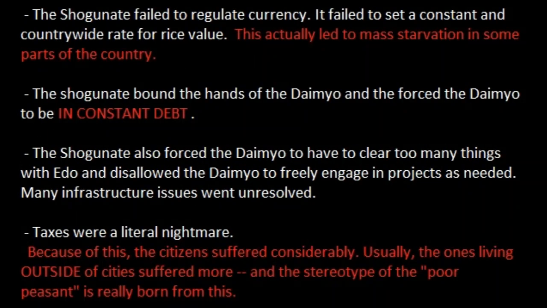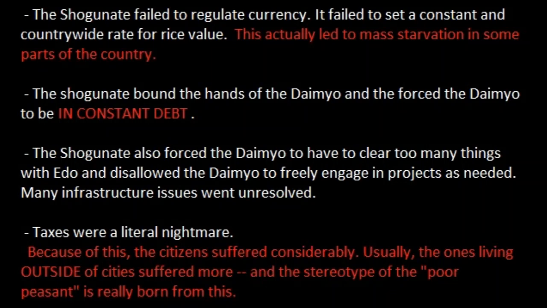Some other issues that caused problems for the peasants was that the shogunate failed to regulate currency, and it failed to set a constant countrywide rate for rice value. This, and I put this in red because this is important, this failure on the government's part led to mass starvation in some parts of the country.